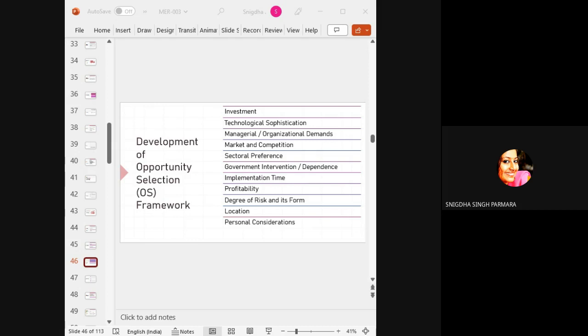If it is to be manufacturing, then which sector under manufacturing? Is it going to be clothing? Is it going to be FMCG? What is it going to be? The sectoral preferences. Government intervention or dependence.